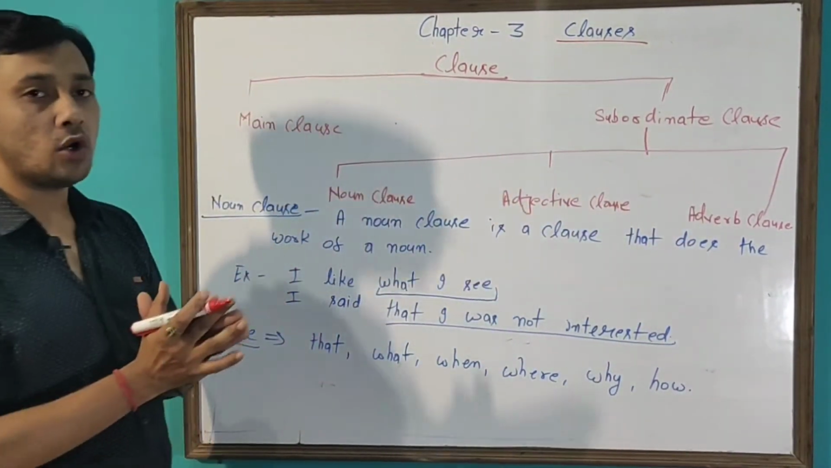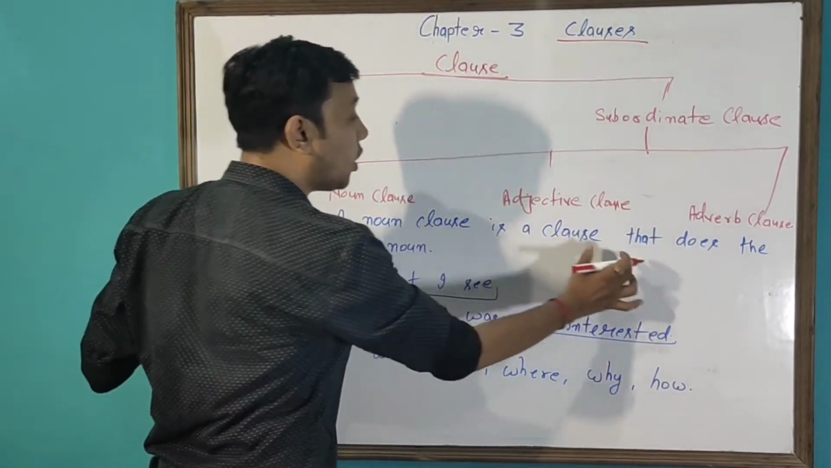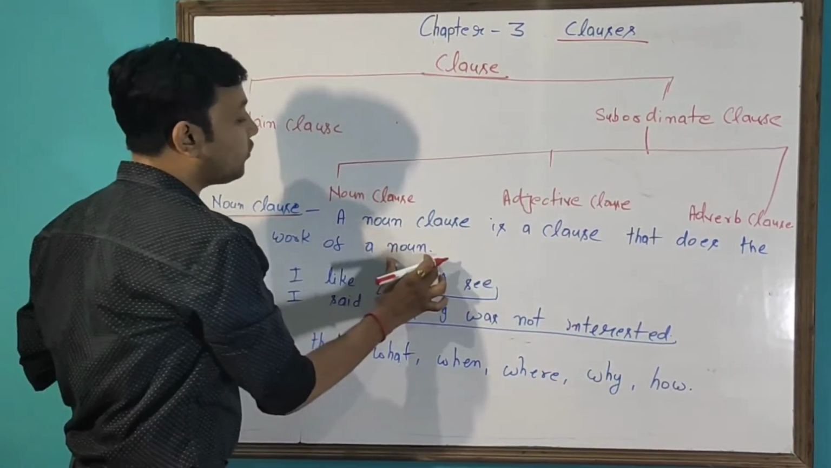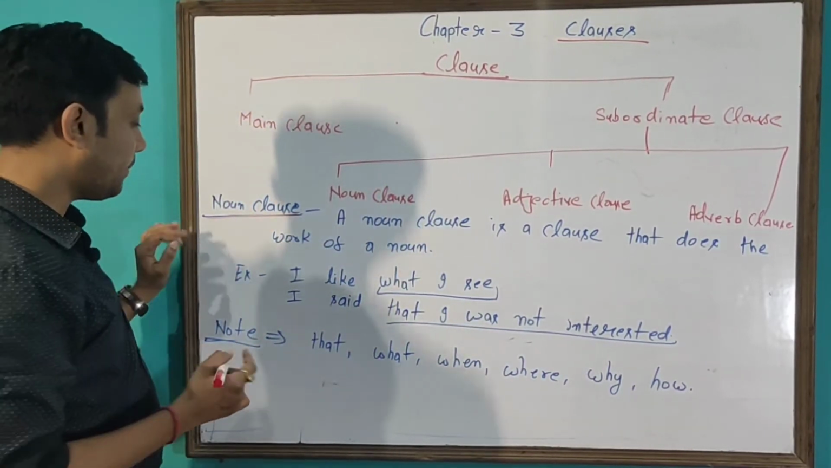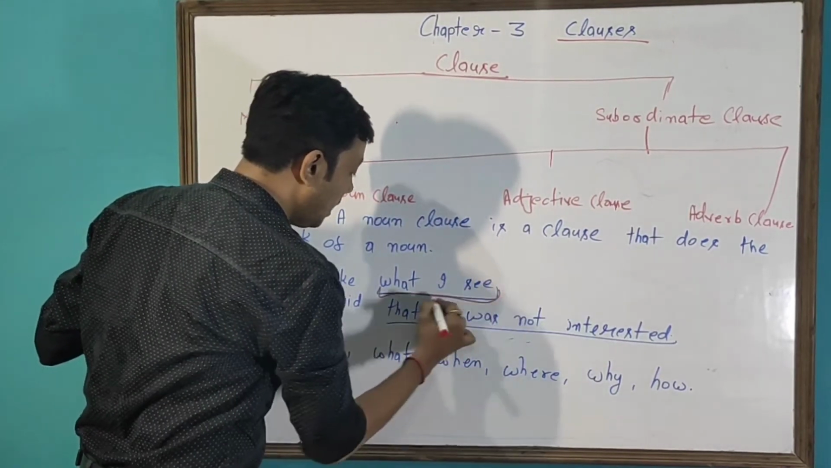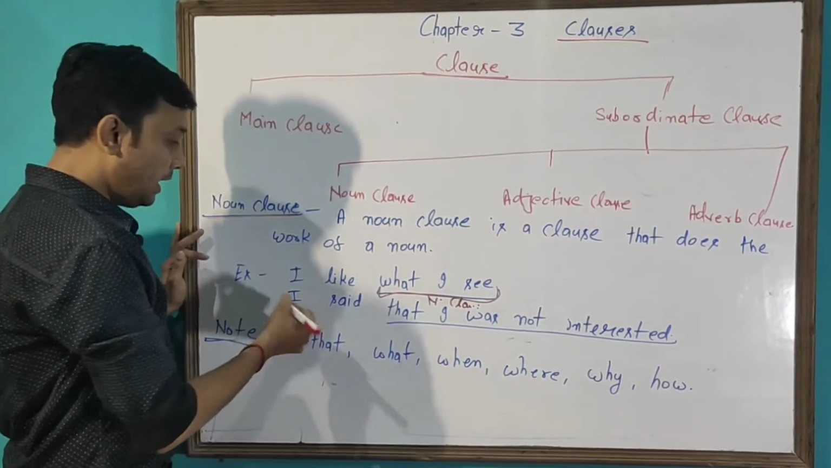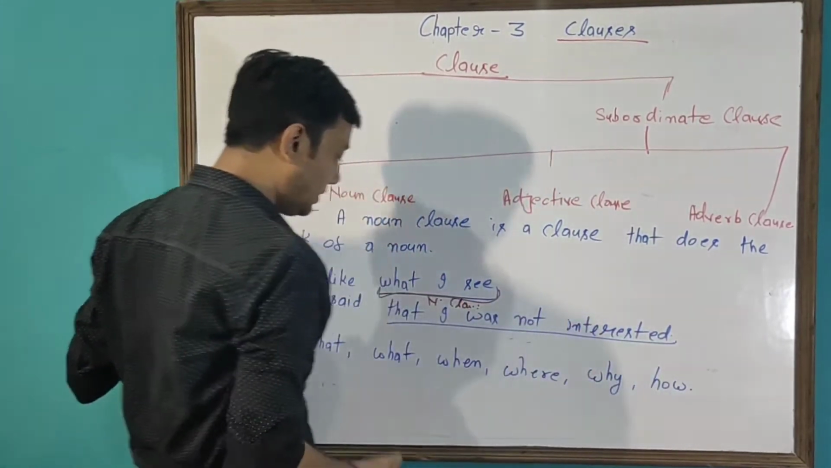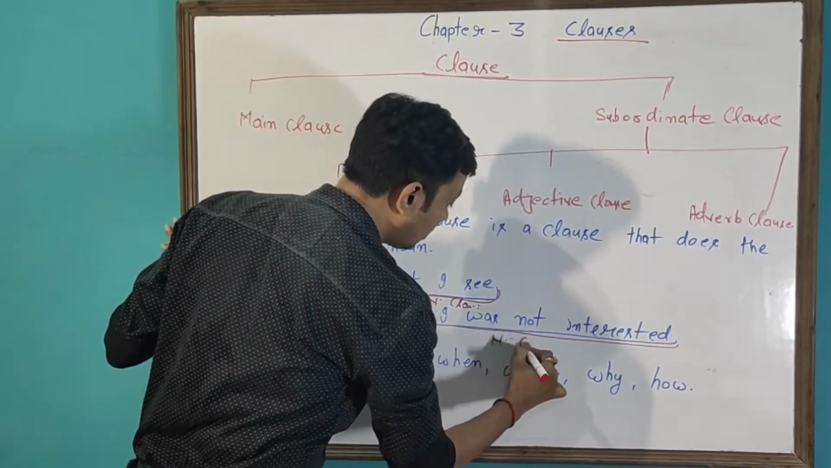Now what is a noun clause? A noun clause is a clause that does the work of a noun in a sentence. For example, I like what I see. "What I see" is a noun clause. Here, he said that I was not interested. "That I was not interested" is a noun clause.